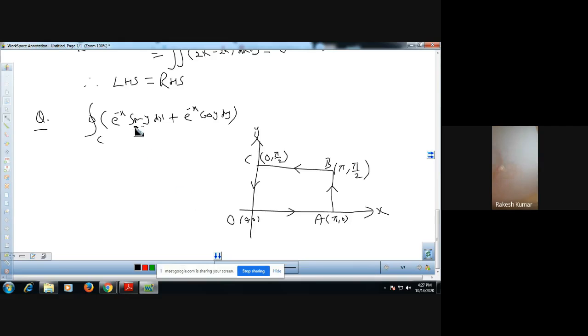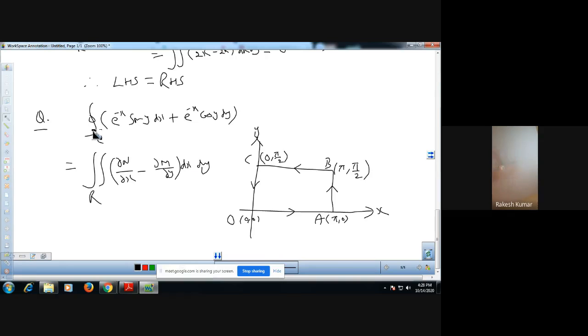So by Green's theorem, this should be equal to the double integral over R of (∂N/∂x − ∂M/∂y) dx dy. The same question may also come for verification. In that case, you have to evaluate the left-hand side and the right-hand side both.